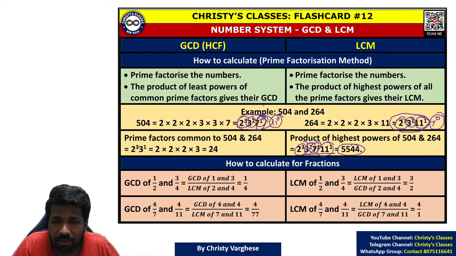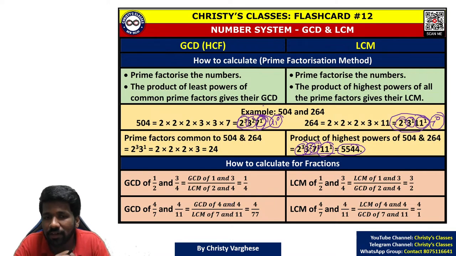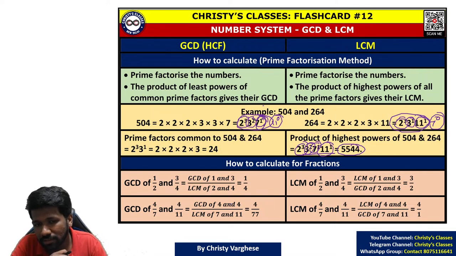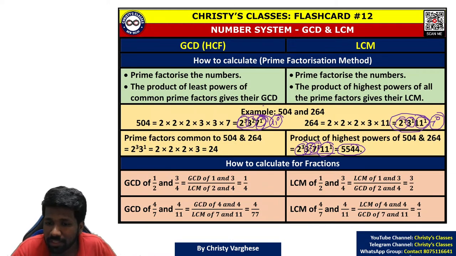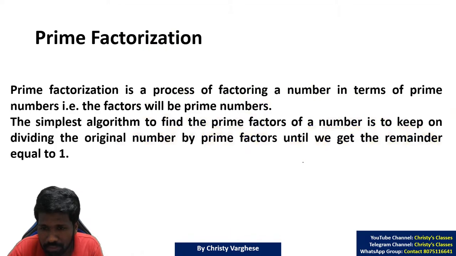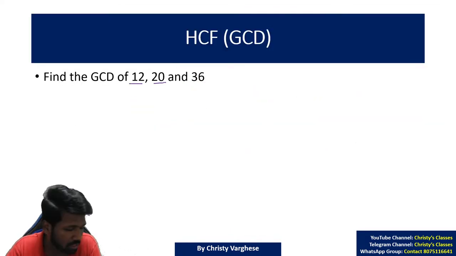So for bigger numbers, prime factorizing and finding the common factors will give you the highest common factor. And prime factorizing and finding the product of the highest powers will give you the least common multiple. Is this clear to all of you? But for smaller numbers, this is not needed. If you are good at numbers, when you look at the numbers itself, you will get an idea.